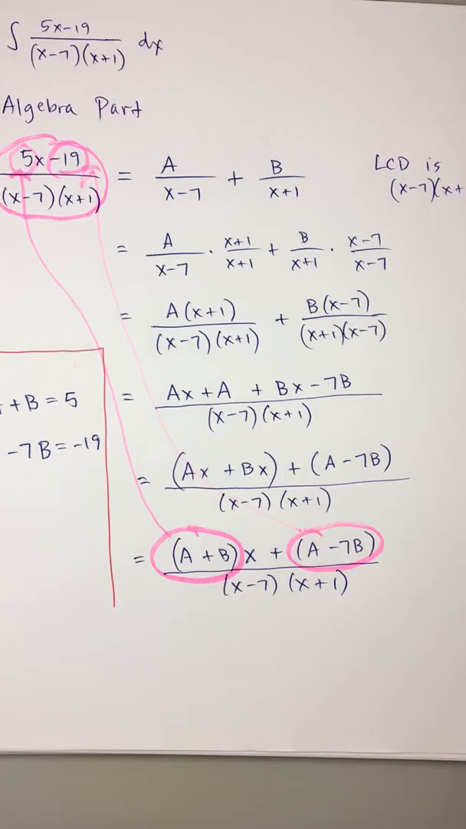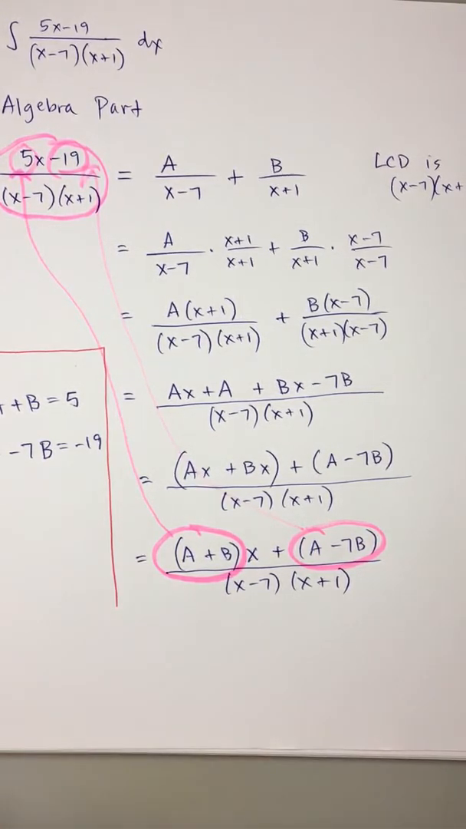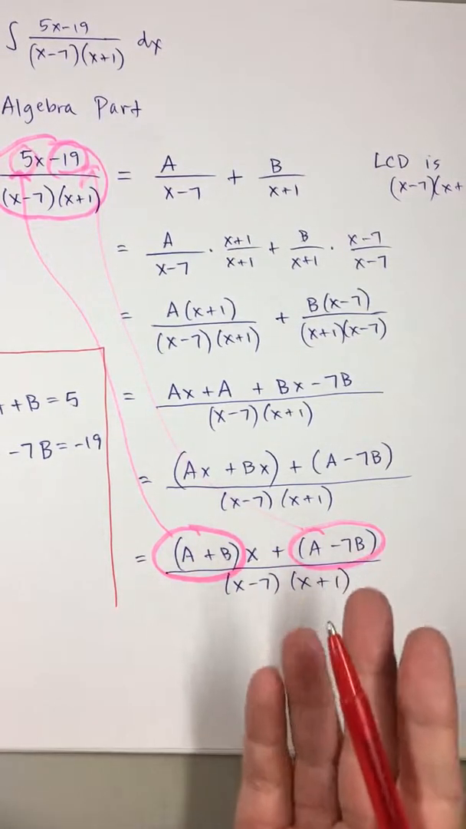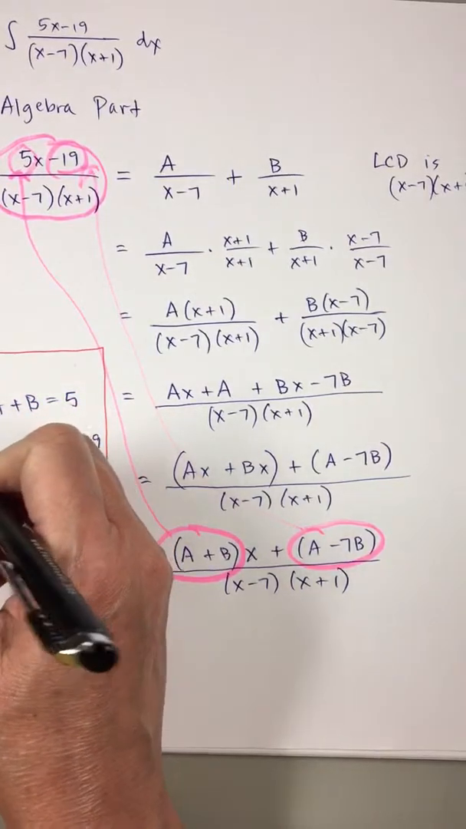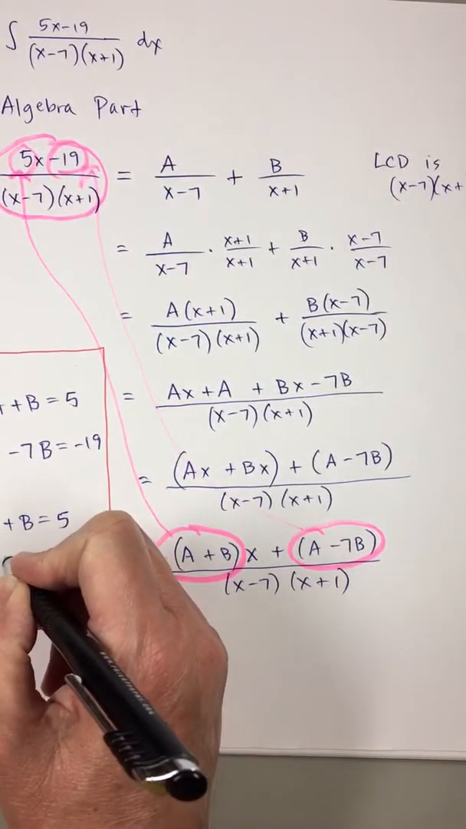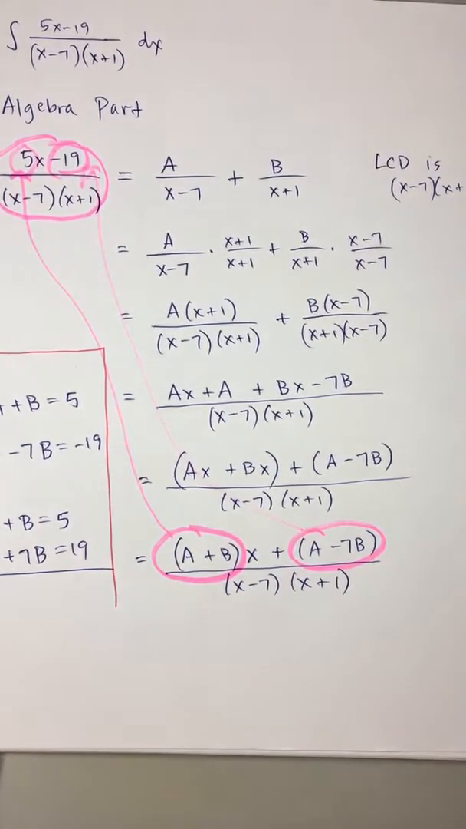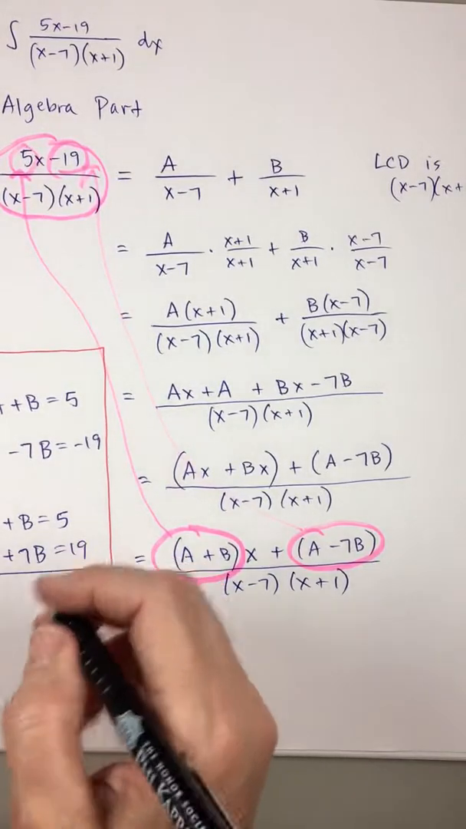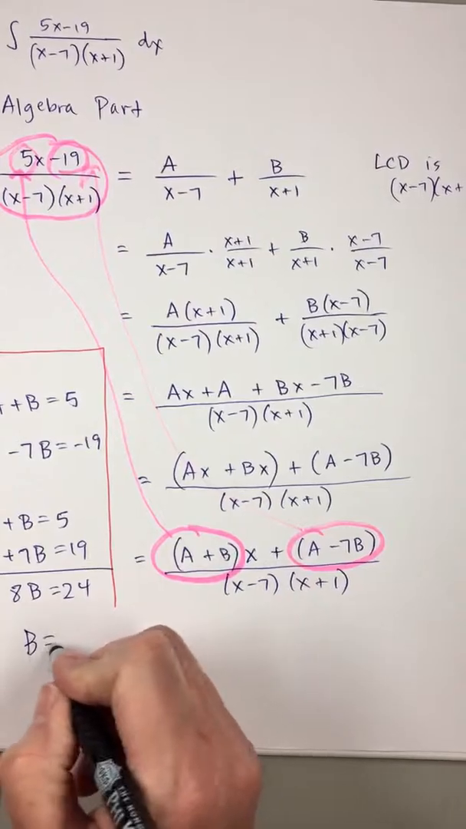Now, this gives me a system of equations, and I need to solve this system. You can do substitution, you can do elimination, and maybe there are some other things we could do. I'm thinking I'm going to subtract the two equations and eliminate the a. Or maybe I could multiply the bottom one by -1 and add the two equations. I think I'll do that. So I have a plus b equals 5, and I'm going to multiply the bottom one by -1: negative a plus 7b equals positive 19. When you add these two, you're going to get 0a. Well, 8b equals 24. And what does b equal? b is 3.